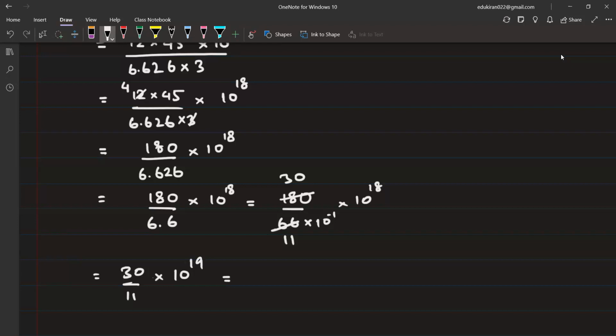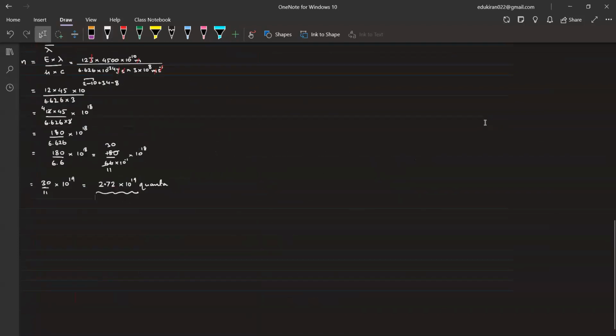Now this will be equal to how much? 11 2s are 22. Remaining is 8. So 0.7. So 0.7, then it will be again 27, 27, 27, 27, 2 like this. So 2.72 into 10 to the power 19 quanta. This many quanta will be there. Okay, so please write this down. Let me know once you're done.